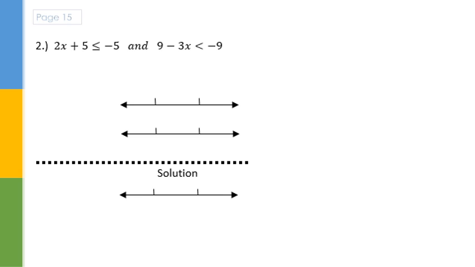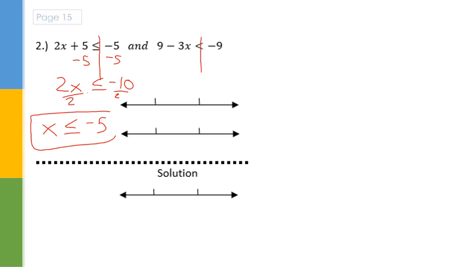So you're going to go ahead and take both of these and solve them for x. You're going to move this 5 on the left one by subtracting it, and you end up with 2x is less than or equal to negative 10. I'm going to divide by 2 on both sides. I end up with x is less than or equal to negative 5.